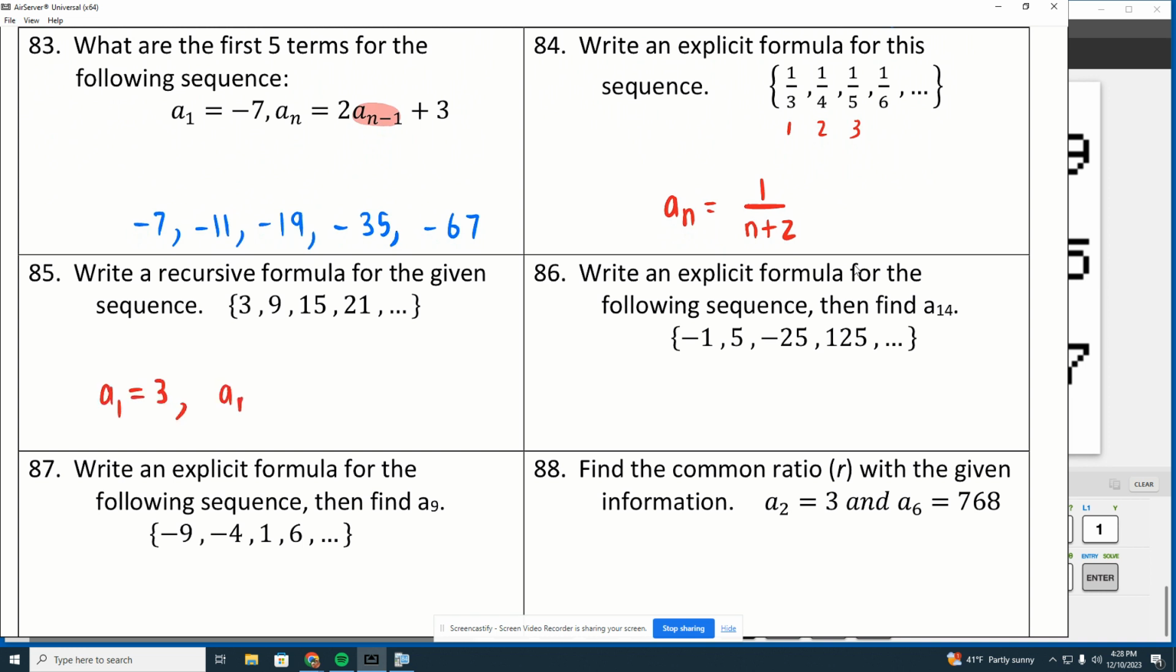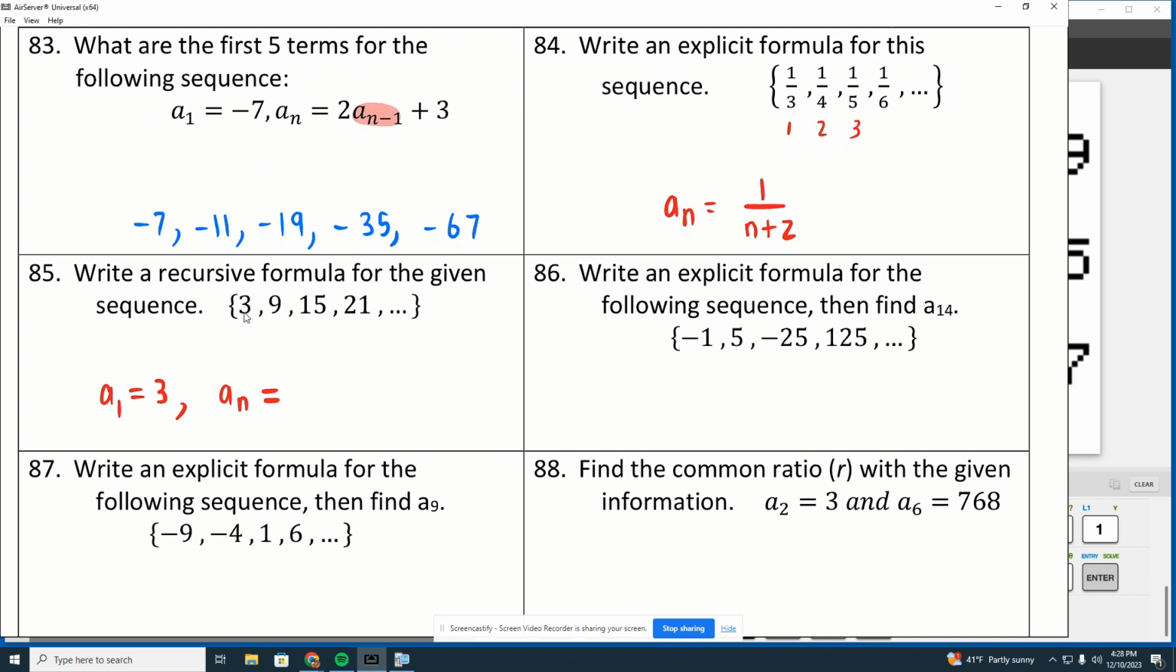And now let's figure out what's going on here. How is this sequence changing? Well, it's pretty easy. Remember, we're talking about how does 3 lead me to 9? How does 9 lead me to 15? It's different than explicit rules.